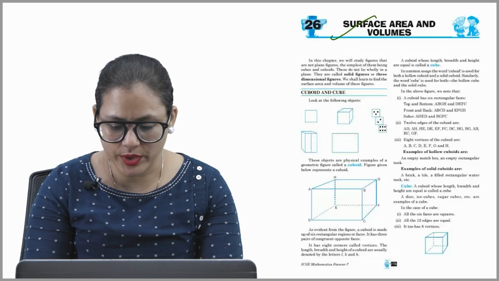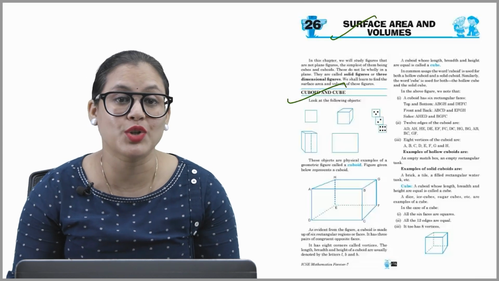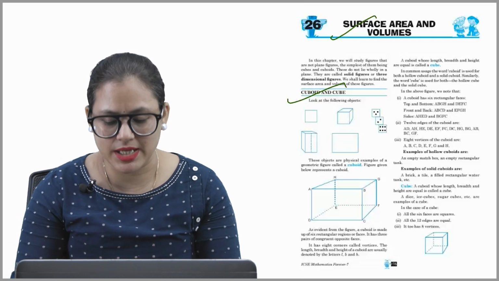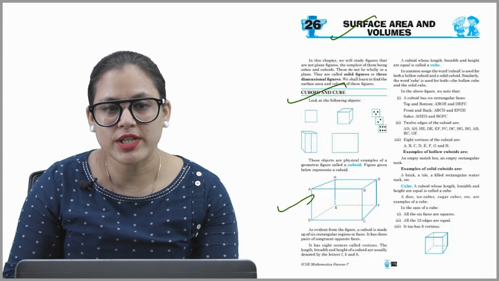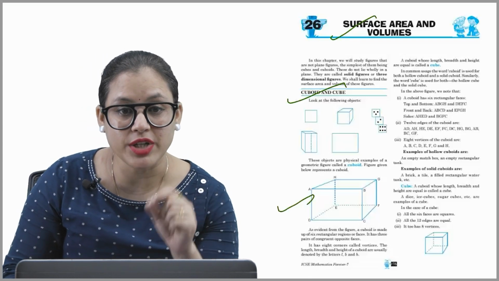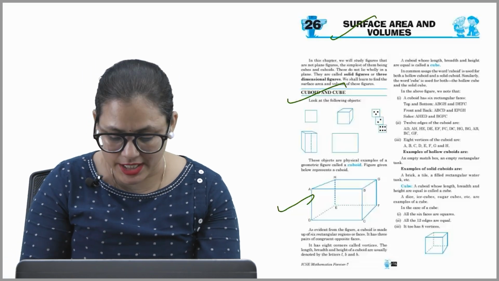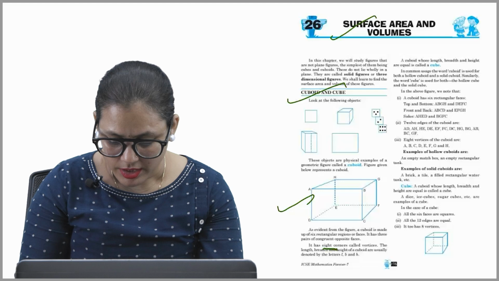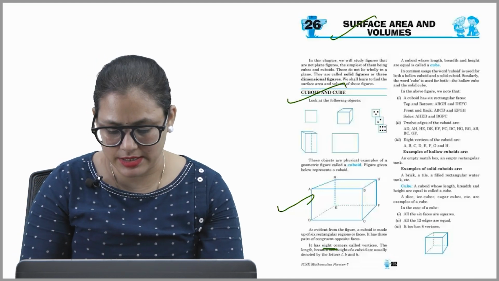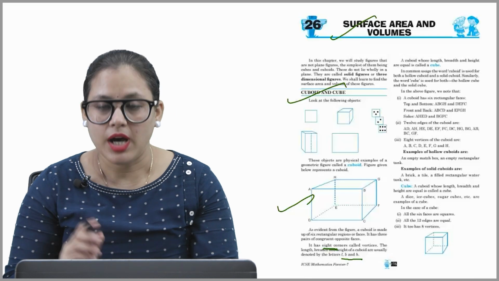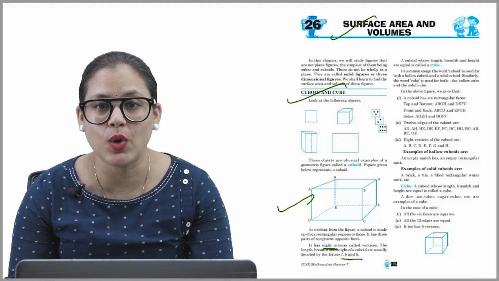Cube and cuboid. Now look at the following objects. These objects are physical examples of a geometric figure called a cuboid. The figure given below represents a cuboid. As evident from the figure, a cuboid is made up of 6 rectangular regions or faces. It has 3 pairs of congruent opposite faces. It has 8 corners, called vertices. The length, breadth and height of a cuboid are usually denoted by the letters L, B and H. A cuboid whose length, breadth and height are equal is called a cube.